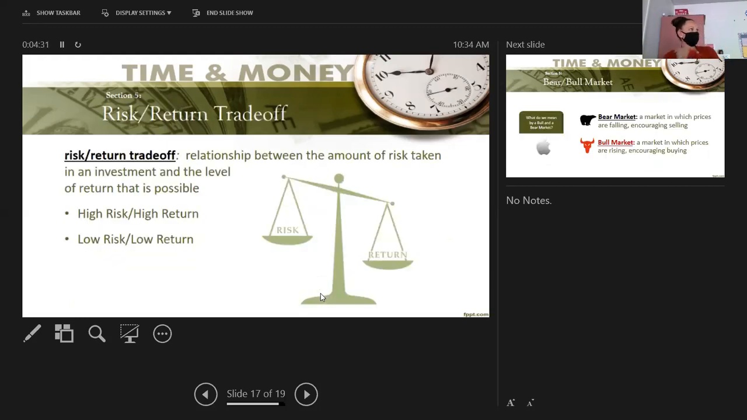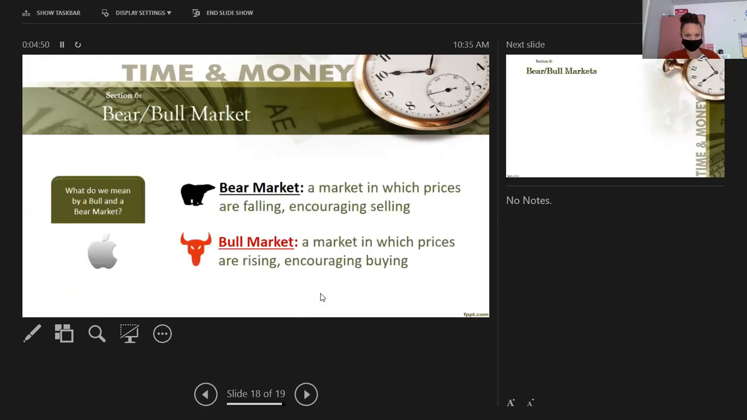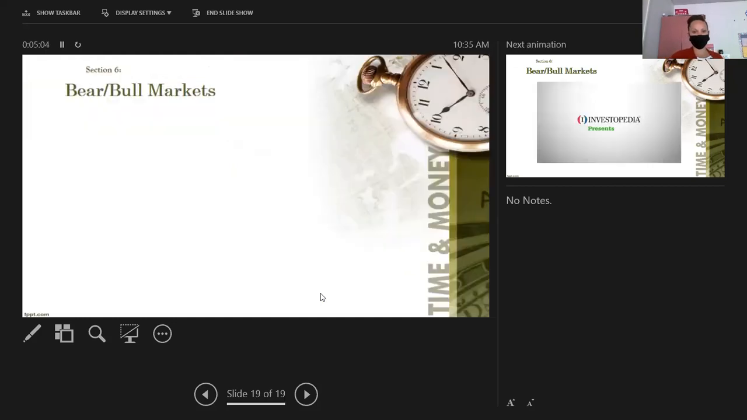This we've already talked about. This was on your chapter 10 test. The risk-return trade-off: the relationship between the amount of risk taken in an investment and the level of return that is possible. So remember, the higher the risk, the higher the possible return. The lower the risk, the lower the possible return. Bear and bull market. Again, we've already done these definitions. A bear market is a market in which prices are falling, which often encourages selling. And a bull market, prices are rising or going up, encouraging buying.